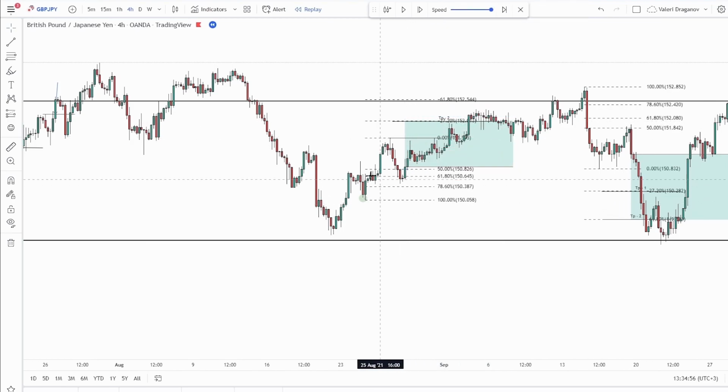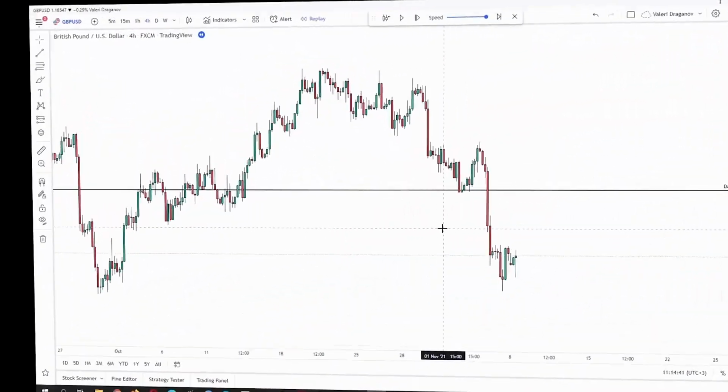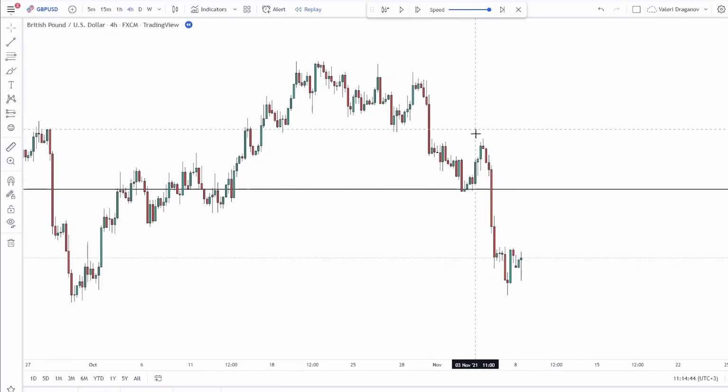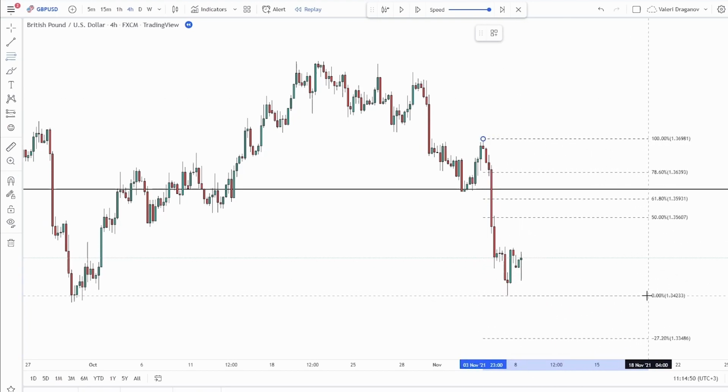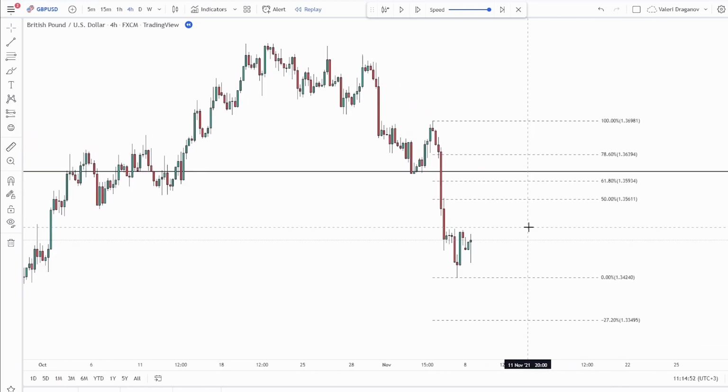So whenever we have an impulse and a correction starts to form, we apply Fibonacci to see where we expect the correction to end and maybe to predict where the new impulse wave will go. Okay, let's see here. We have a huge impulse. We apply our Fibonacci and wait to see where the correction will end.